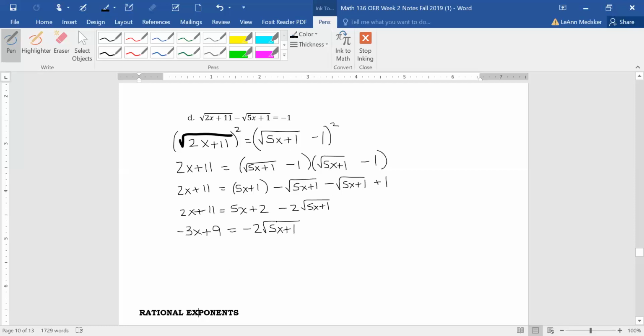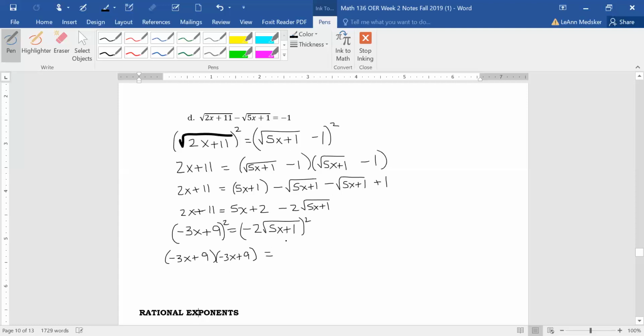So even though this isn't completely isolated yet, you can square the radical side if there's a number in front of it. You just have to square the number and the radical. So I'm going to go ahead and square both sides to get rid of this radical on the right. This side again is a binomial, so I'll have to write it twice and FOIL it out.